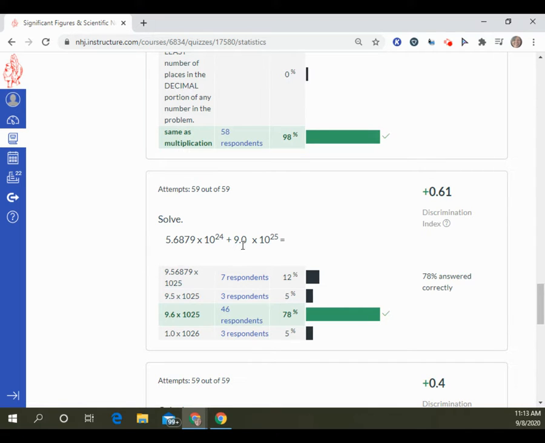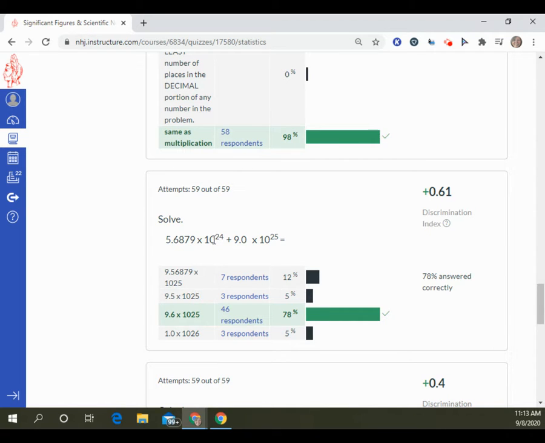This one here, we are adding scientific notation. So I had to go through a few steps to add this. Okay, the first step for adding in scientific notation is you have to make sure that your exponents are the same. These are not the same. So we're going to have to employ LARS here. And when we employ LARS, we're going to make this 24 a 25.